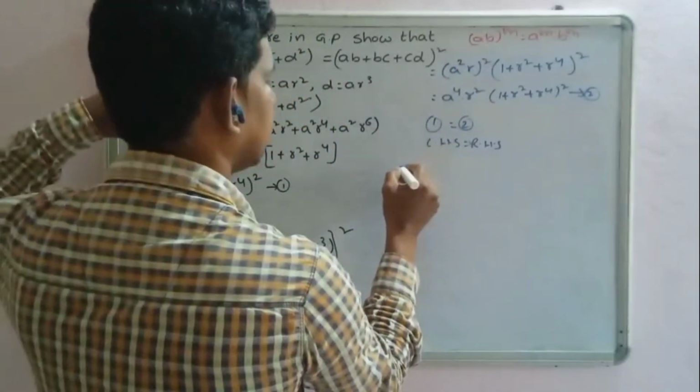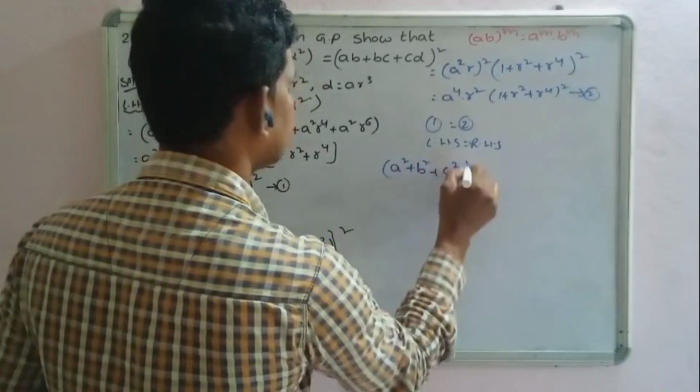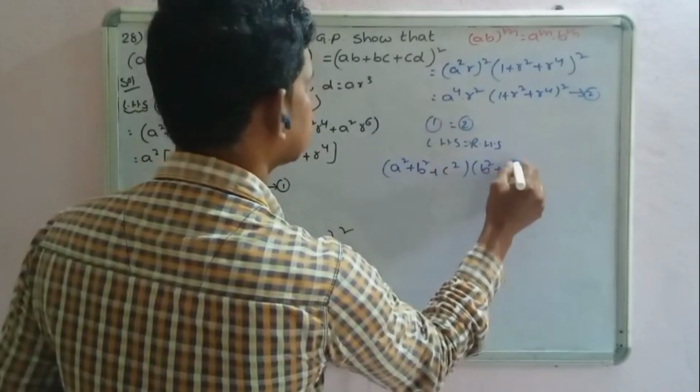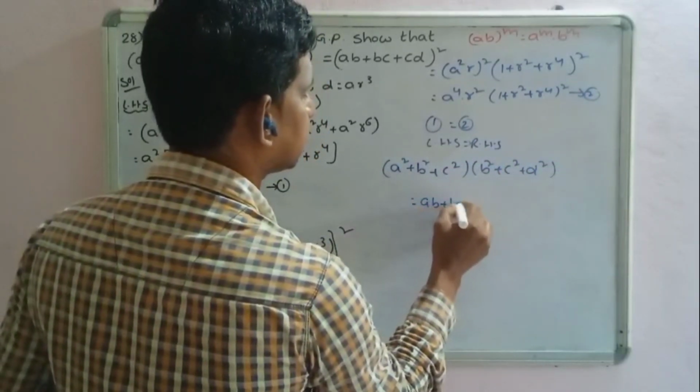What is LHS? (a square plus b square plus c square) into (b square plus c square plus d square) equals (ab plus bc plus cd).